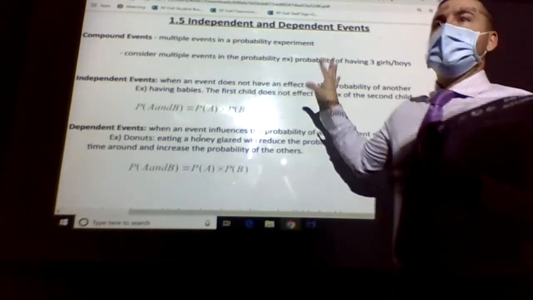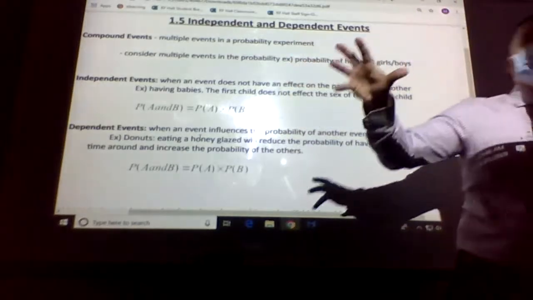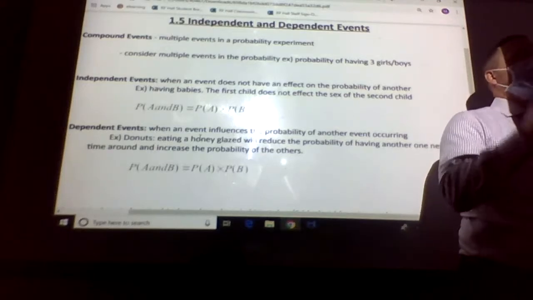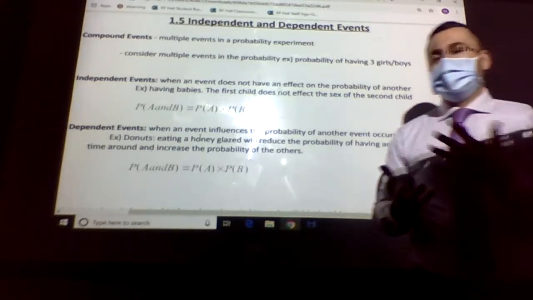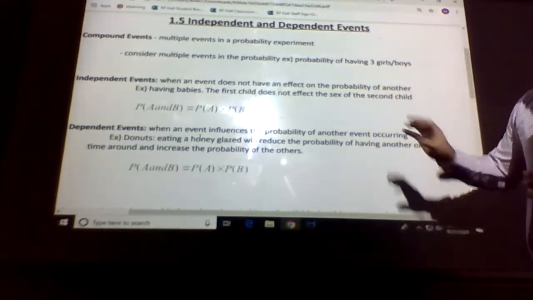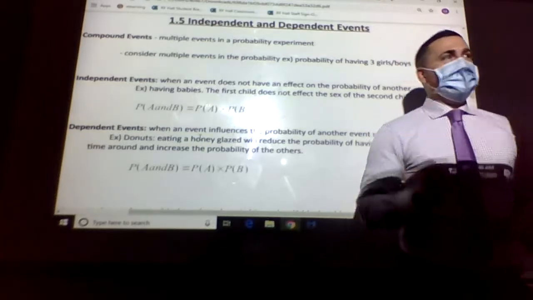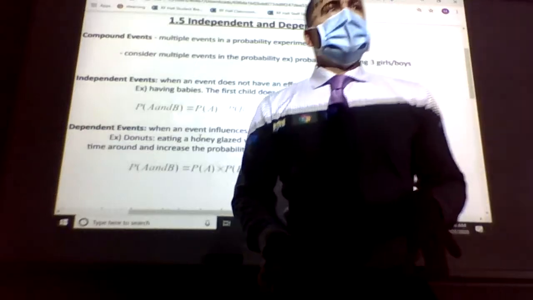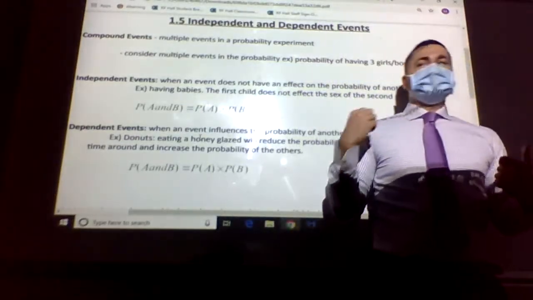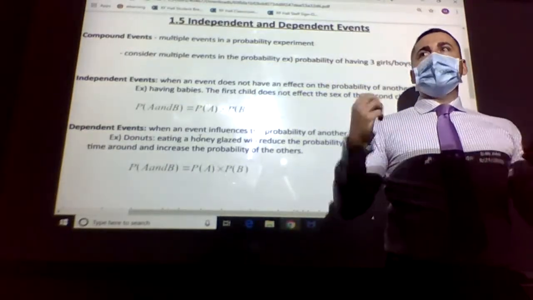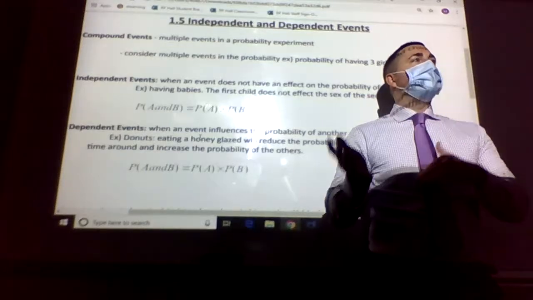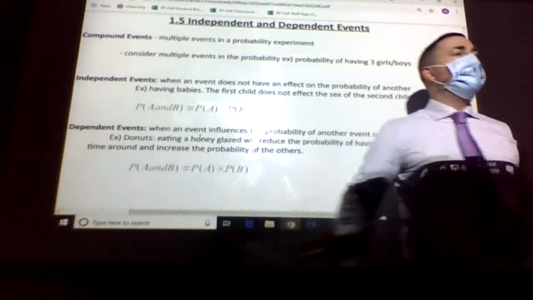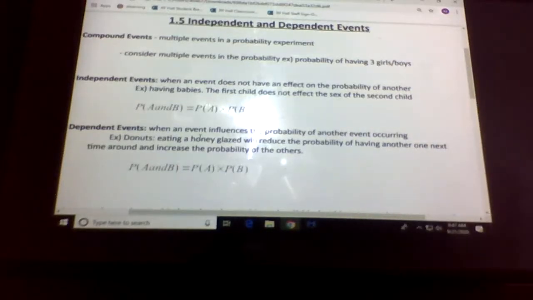Okay, so the example I have here is with genders. When you have one baby, the sex of that baby does not affect the sex of the next baby the person will have. It could be the same thing with rolling a die. If you roll a die and you get, say, a 3, it doesn't mean the next time you roll you won't get a 3. Every roll is independent of each other. Then we have dependent events, which is when one event does affect the other.